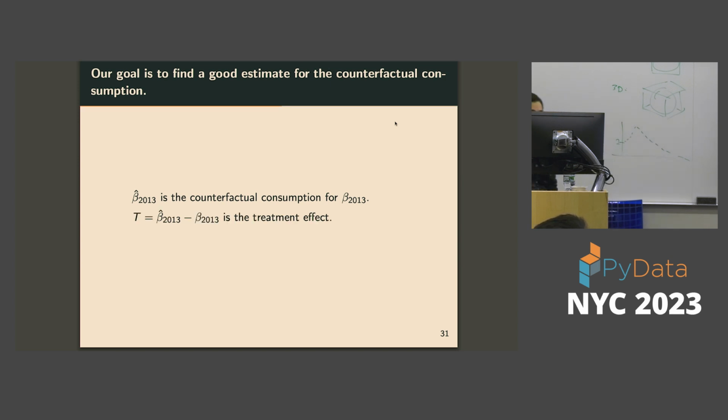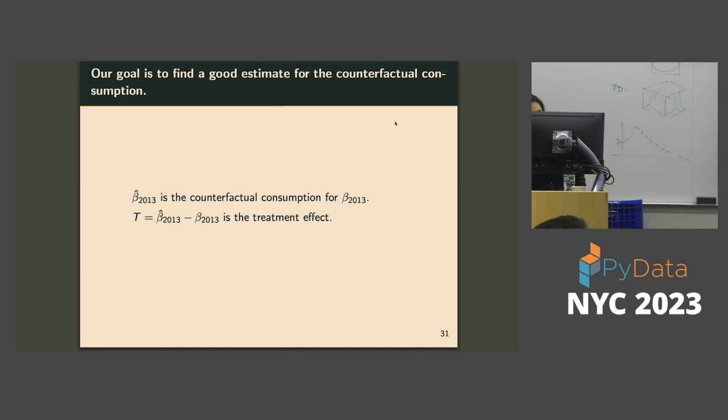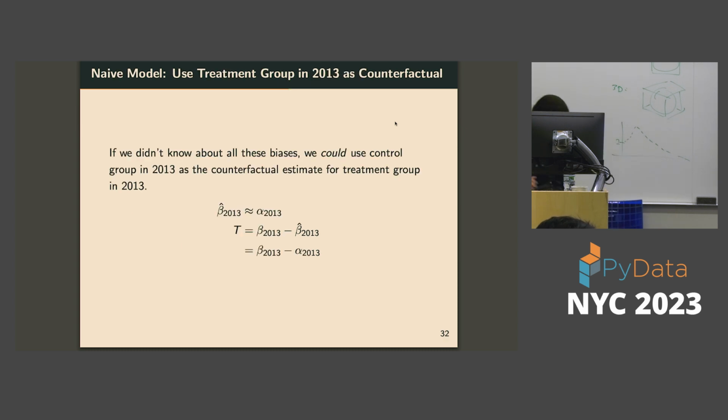So then our treatment effect is going to be beta hat minus beta, so that's going to be what it would have been minus what it actually was. And our goal here is to estimate beta hat. And so we are always trying to find a good estimate for the counterfactual, but that's always in service of finding a good estimate for the treatment effect. So let's think of a way we can estimate the counterfactual.